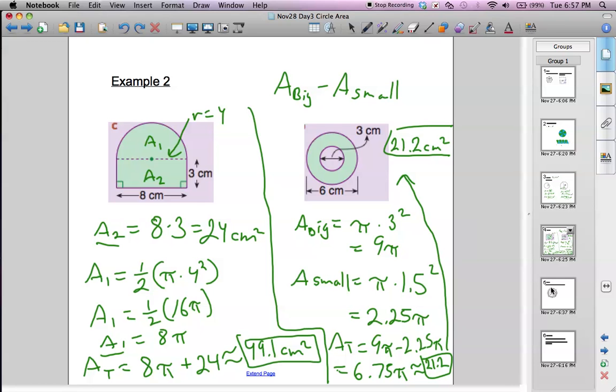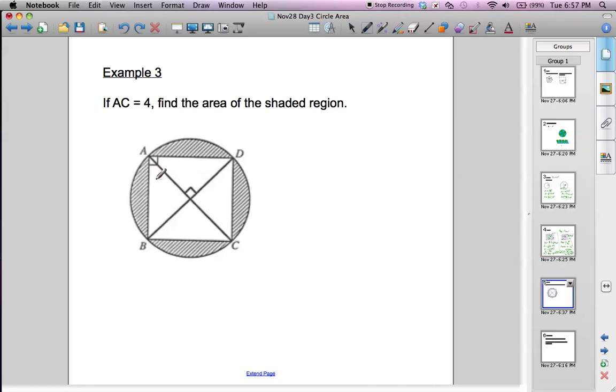Okay, now lastly, let's take a look at this figure. So we get the area of the shaded region, so obviously we're going to do the area of the circle minus the area of the square. Now the area of the circle is, now we say AC is 4, so half of that is going to be 2. The radius is 2, so you're going to have pi times 2 squared, which equals 4 pi. That's the area of the circle.